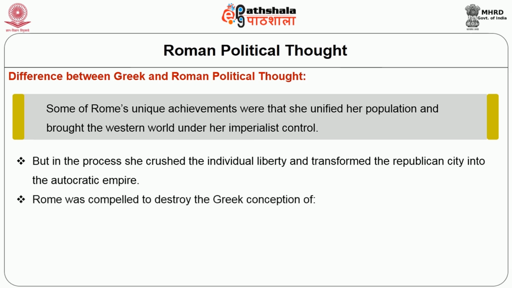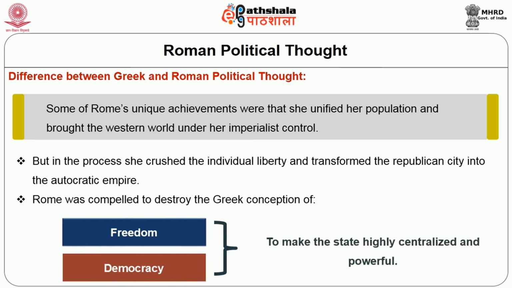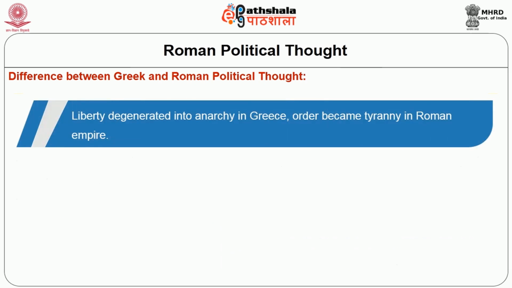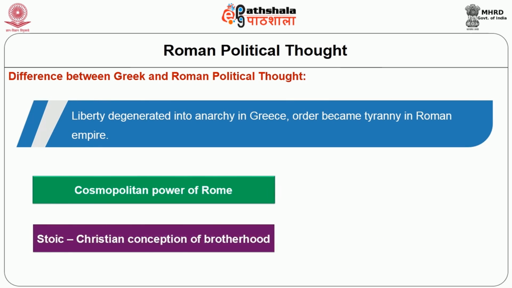Rome was compelled to destroy the Greek conception of freedom and democracy as well as to make the state highly centralized and powerful. Liberty degenerated into anarchy in Greece, order became tyranny in the Roman Empire. But the cosmopolitan power of Rome and the Stoic Christian conception of brotherhood laid the foundation of the modern viewpoints.